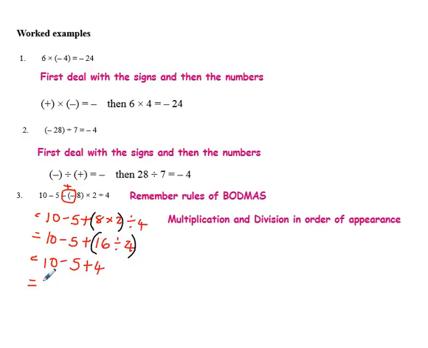Now I do addition and subtraction in order of appearance. So I'm going to say 10 minus 5 is 5 plus 4. My result is 9.